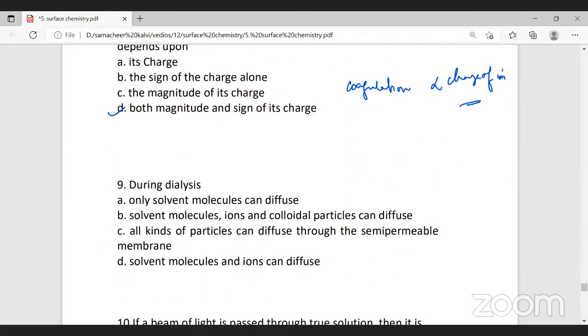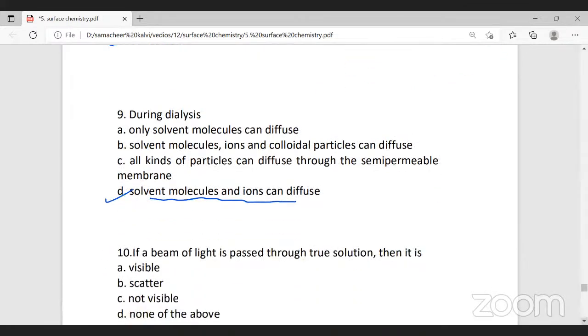The next question. During dialysis, only solvent molecules can diffuse. Solvent molecules, ions, colloidal particles can diffuse. All kinds of particles can diffuse through the semipermeable membrane. It is solvent molecules and ions that can diffuse. The answer is option D.